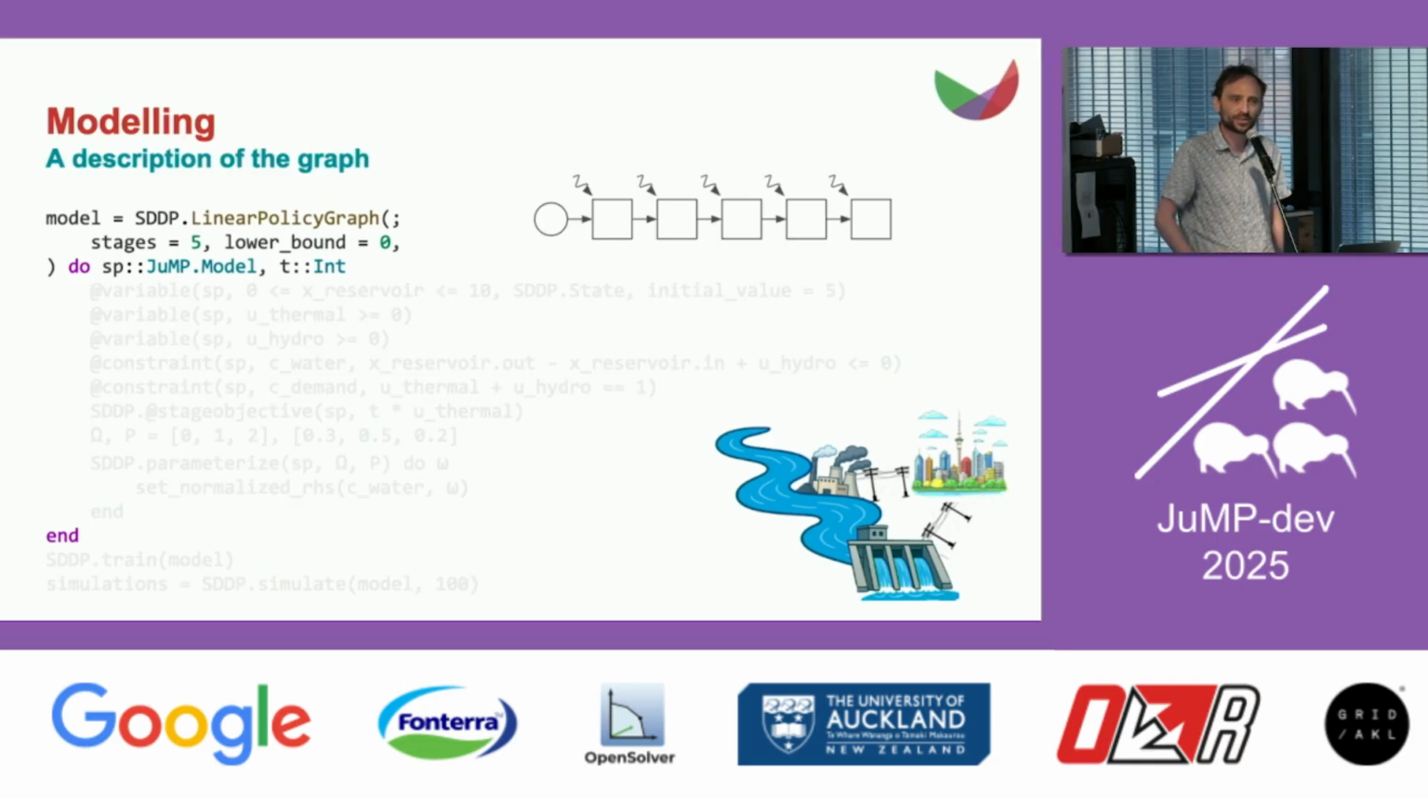So the first thing we need is a description of the graph. So here we can say that we're making an SDDP.LinearPolicyGraph. So this is going to be a linear graph with 5 stages. So it's the graph in the top right. But there are other types of graphs in the package that you could use as well. So there are Markov chains and cycles and stuff, but the simplest one is this linear graph.